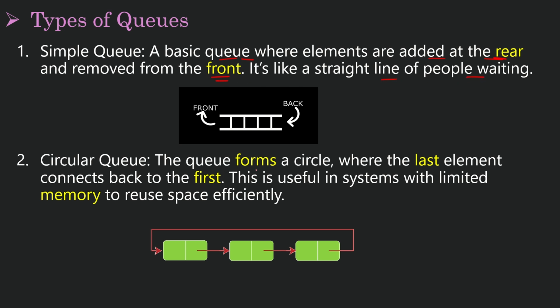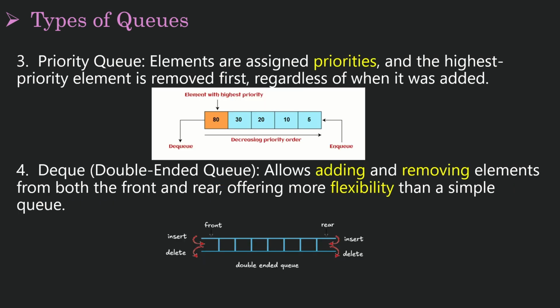Circular queue. The queue forms a circle, where the last element connects back to the first. This is useful in systems with limited memory to reuse space efficiently. Priority queue. Elements are assigned priorities, and the highest priority element is removed first, regardless of when it was added. For example, in a hospital triage system, urgent cases are treated first.